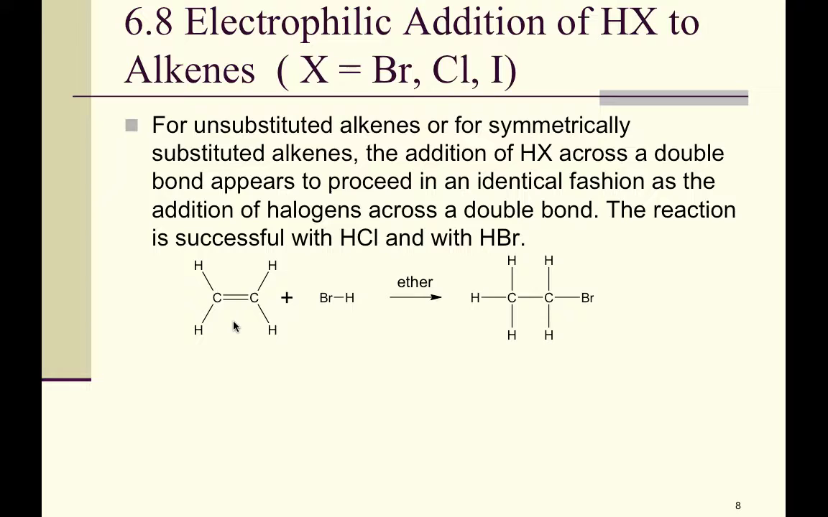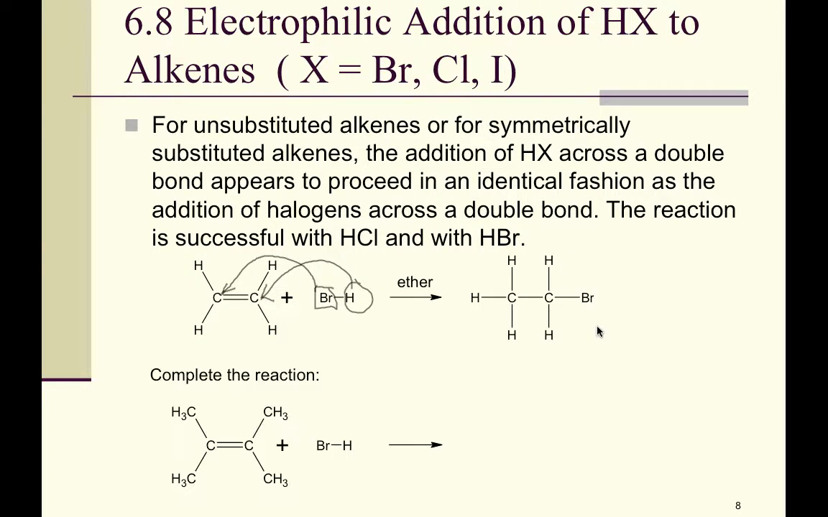This is an example of an unsubstituted alkene, and we have our HBr in ether, and what's going to happen is we're going to have H and Br add across the double bond. The Br is going to add to one side of the double bond, while the hydrogen is going to add to the other side of the double bond. This is an addition reaction where our double bond goes away, and we now have more atoms on there than we did before. Go ahead and complete the reaction. Pause the video, come back, and see how you did.